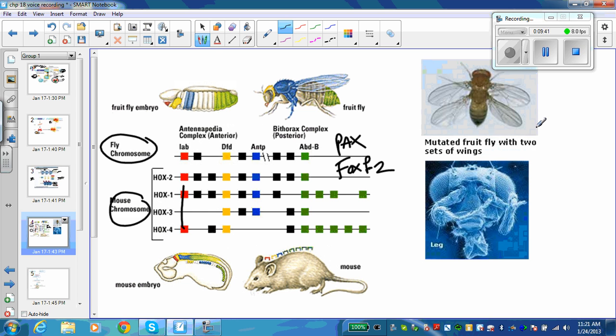As you can see here, I picked 2 pictures, and both of these pictures show mutations in Hox genes. The mutated fruit fly has 2 sets of wings, so it has a doubling in its thorax region because the gene that controls that part of the body has been mutated. Same thing here, we ended up having legs growing where the antennae are. That's clearly a mutation.